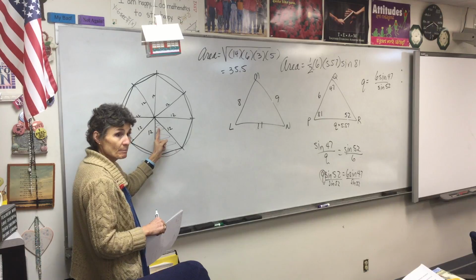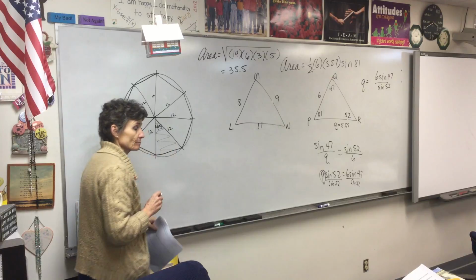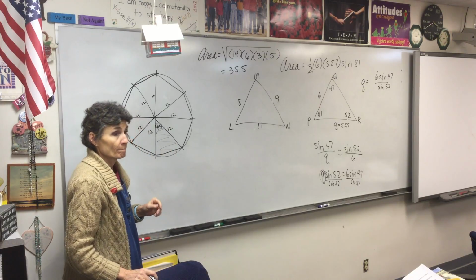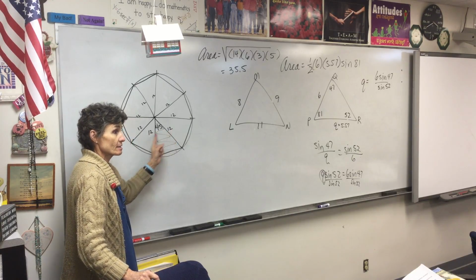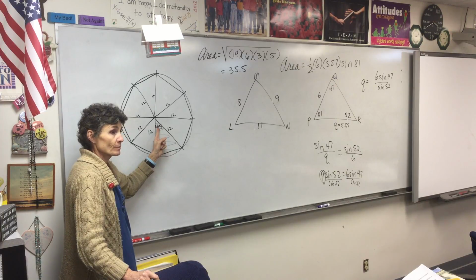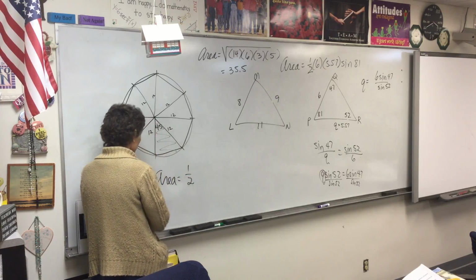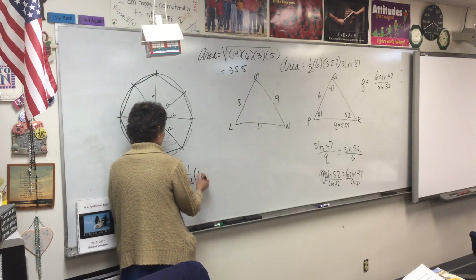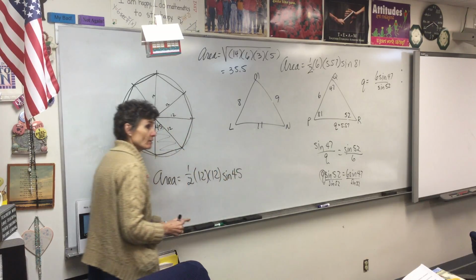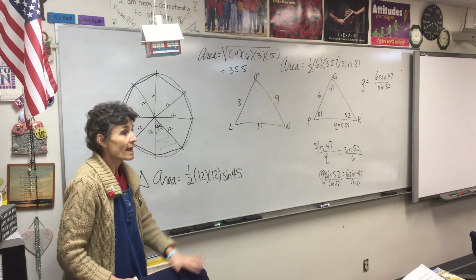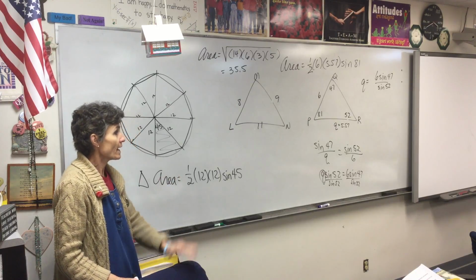That angle is going to be 360 divided by 8. So that angle is 45. Now I have two sides and the angle in between them. So the area of that triangle is, this is a triangle, the area of the triangle is 1/2 side times sine of included angle. 1/2 side sine. We use it every chance we can. 1/2 side sine.